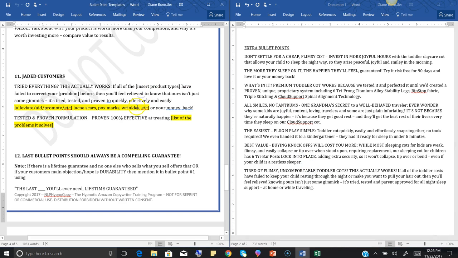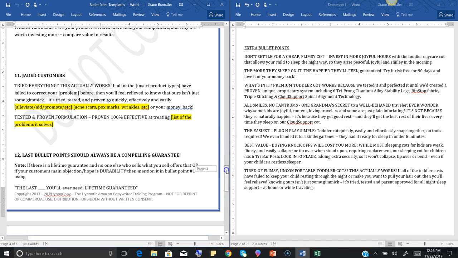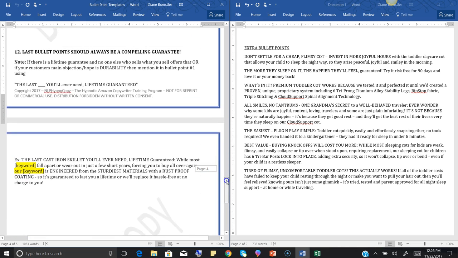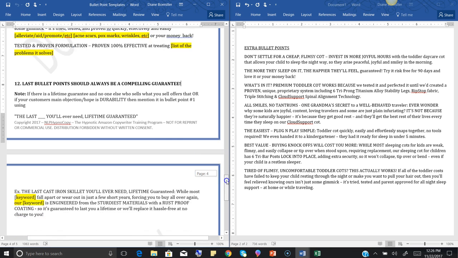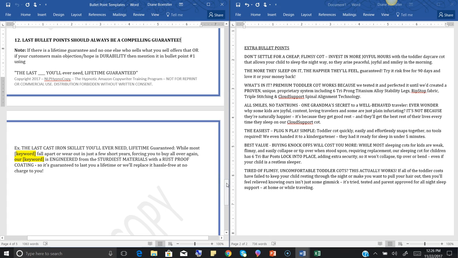So let's see here, tested, proven formulation. It's the same exact thing, but you want to use tested and proven formulation more with anything you put on the body or in the body. So, that's one of my favorite ones to use. I'm sure you could find another way to use it, but you wouldn't have like Legos and say tested and proven formulation. These have to make sense.